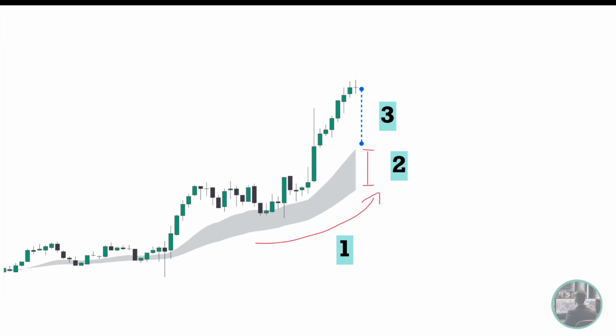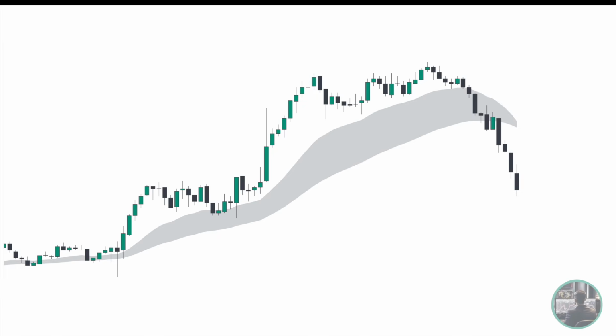The cloud can still look healthy, but it needs to move closer to the price for the price to actually develop structure and then bounce off it. The price can still keep running here, but it's not as stable and reliable as if it had the cloud supporting it. So now you know whether a cloud is healthy or whether something's off.